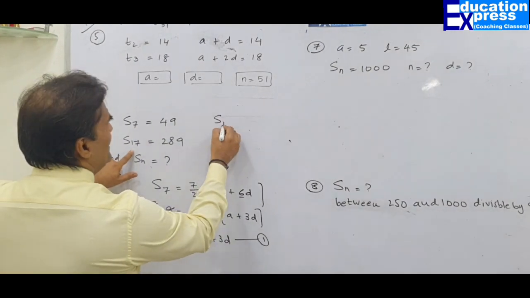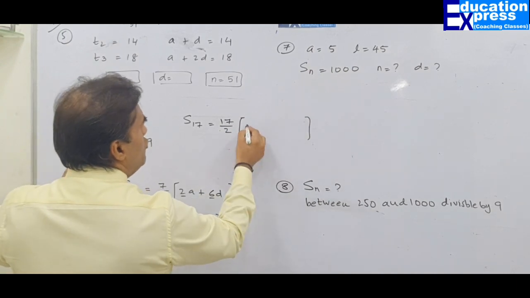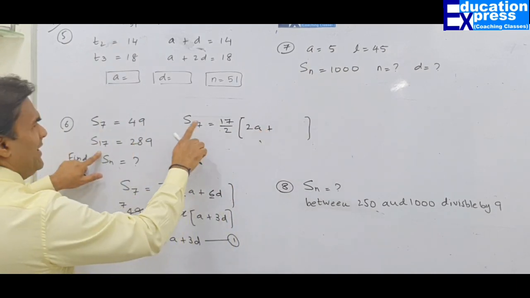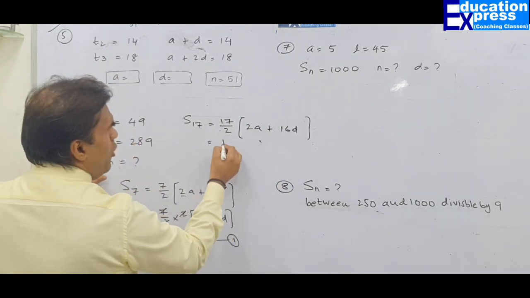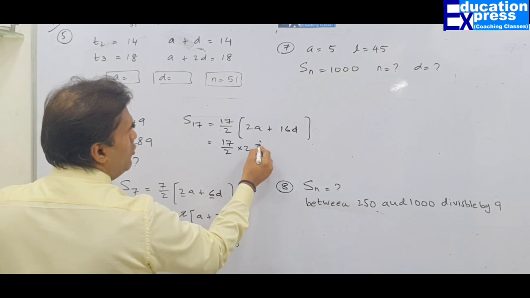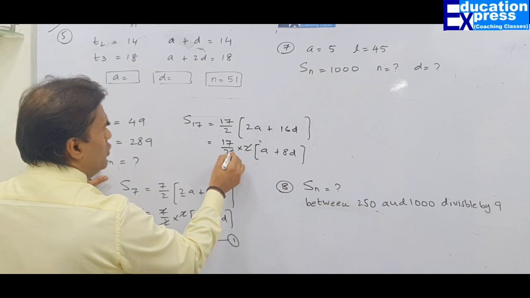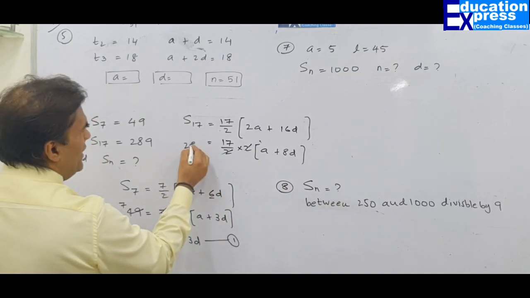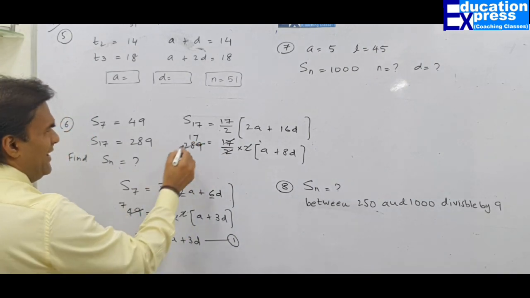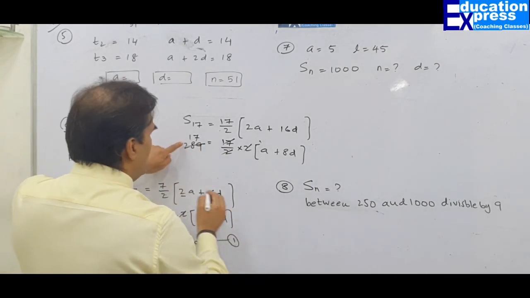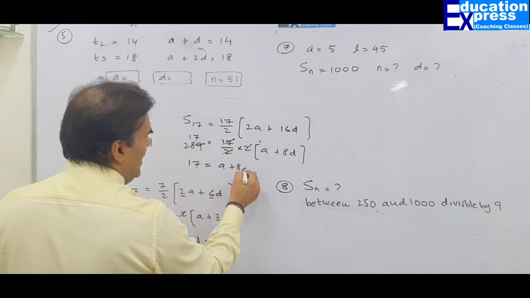Similarly, S17 can be written as 17 upon 2, 2A plus 17 minus 1, 16D. I'll bring that 2 common outside. So 2 will come out. What remains inside? A plus 8D. 2 cancels. This is 289. 17 ones are 17, 17 sevens are 119, 17 sixteens are 272. So what do you get? So it will be 17 equals A plus 8D.